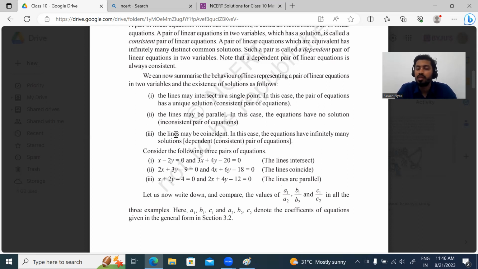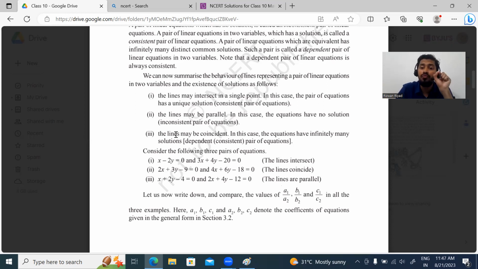That means this is the third possibility. The lines may be coincident. Both of the lines are together. The line is exactly one line above the other. Exactly, the first line completely coincides with the second line, or the second line completely coincides with the first line. In the first case, it's intersecting at one point. Second case, it's parallel. Third case, both of them are together, going like a single line.